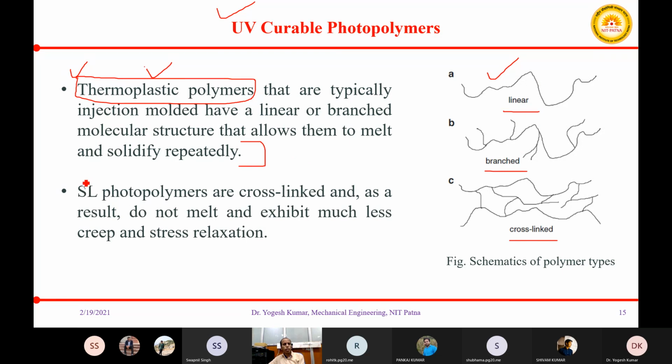When I have typed SL, I will not read it each time as stereolithography; in short I have written it as SL. SL photopolymers are cross-linked, that is the third category, and as a result do not melt and do not exhibit much creep and stress relaxation. So the SL polymers are not easy to melt.